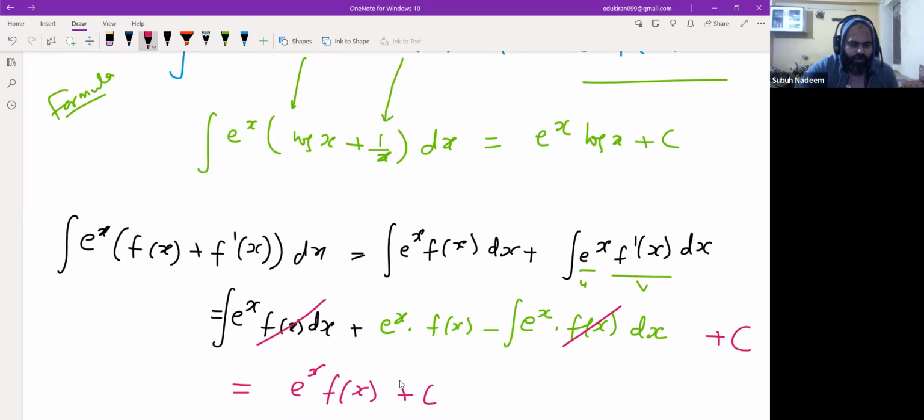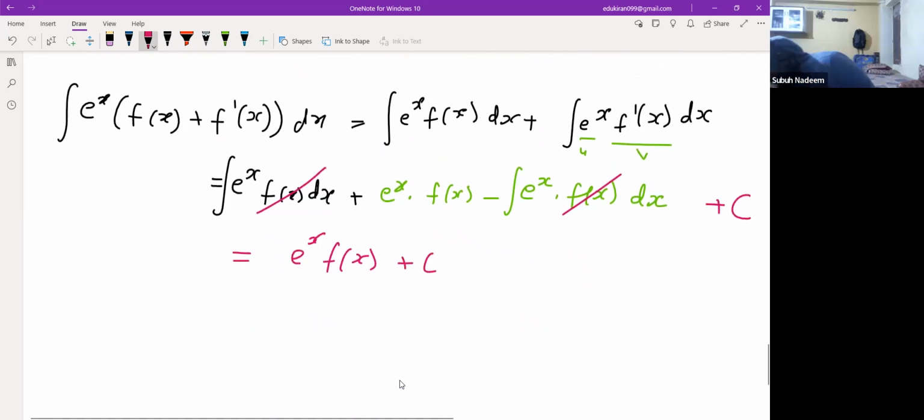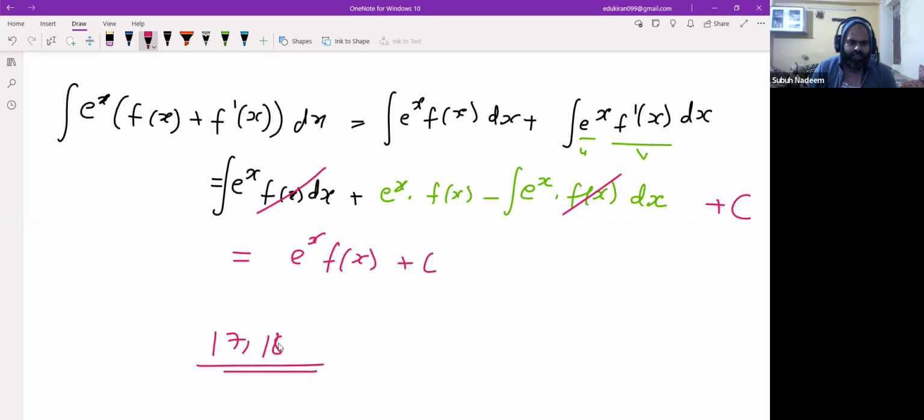If you apply this on a few questions, you have to do some arrangement also. So let me tell you which questions you should do. Questions 17 and 18, you just try from this exercise. I'll be back in 2-3 minutes. You just try these two questions.